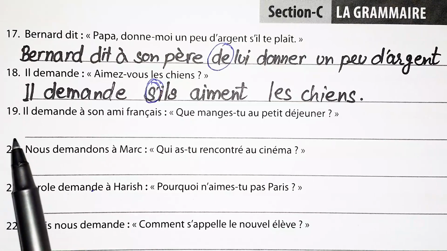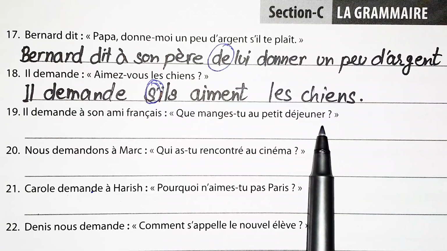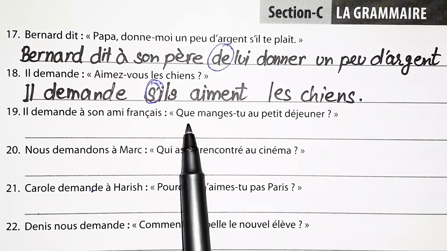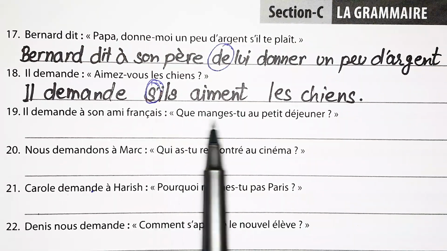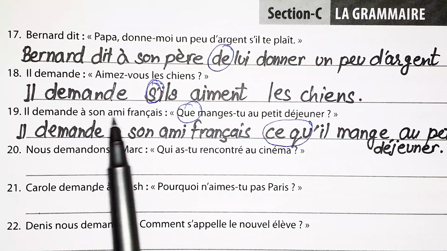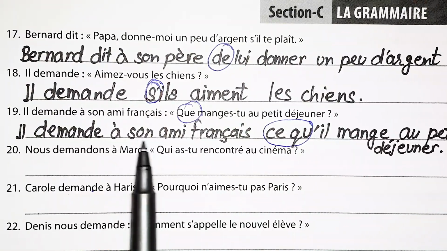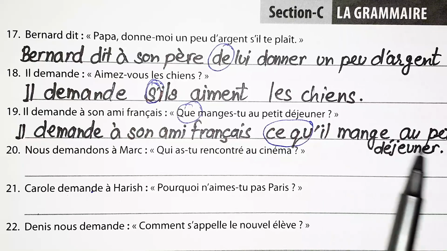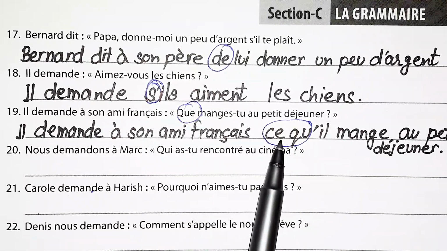Now the next one is il demande à son ami français, que manges-tu au petit déjeuner? Now it's a question and it is starting with que. So the questions that start with que or qu'est-ce que, we use ce que to join those sentences. Il demande à son ami français, que manges-tu au petit déjeuner? That means he is asking his French friend, what do you eat for breakfast? And after changing it, it is like il demande à son ami français ce qu'il mange au petit déjeuner. Means he is asking his French friend what he eats for breakfast. So, que is changed into ce que.